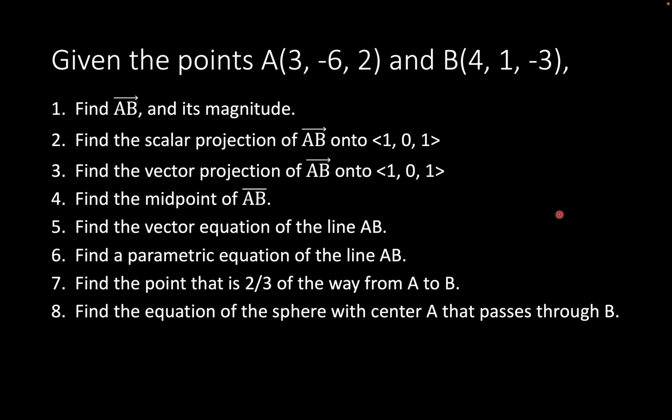All right, here is some more practice in 3 dimensions. This time we are looking at 2 points and we will use those points to refer back to some vectors and figure out some relationships. So if I have point A with coordinates 3, negative 6, 2, and point B with coordinates 4, 1, negative 3, we are asked to do 8 different things, including vector equation and parametric equation, as well as finding an equation of the sphere with center A passing through B. So give this question a try, and then we are going to go over the solutions.